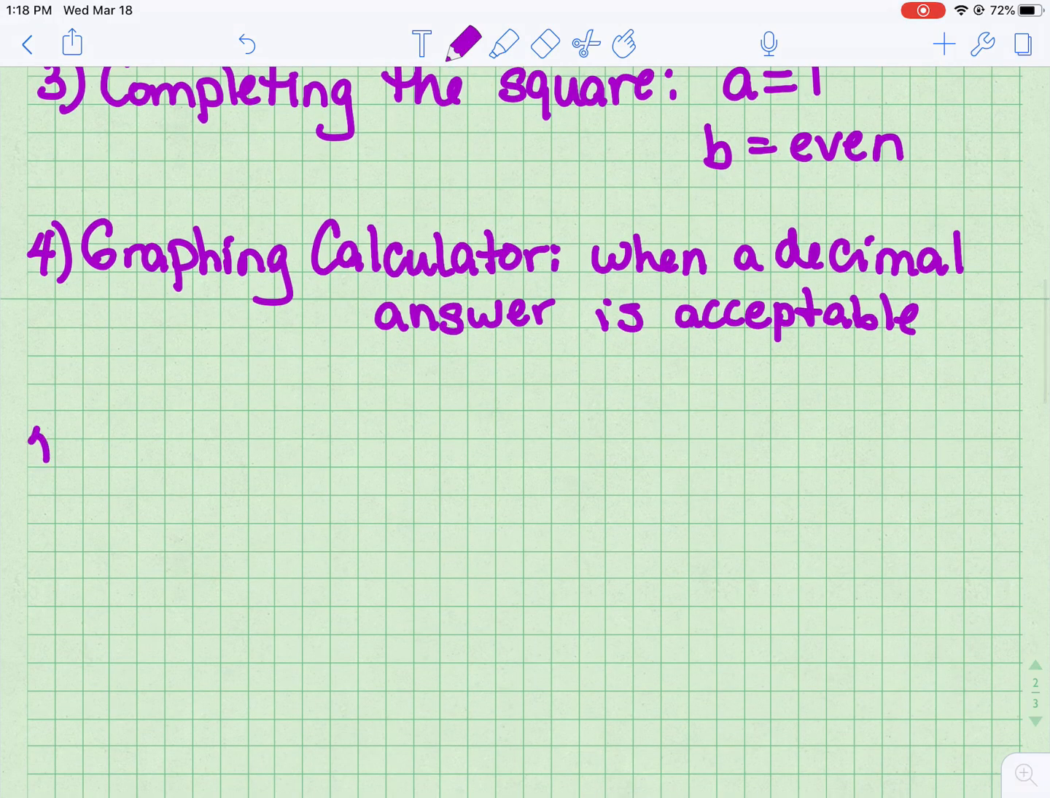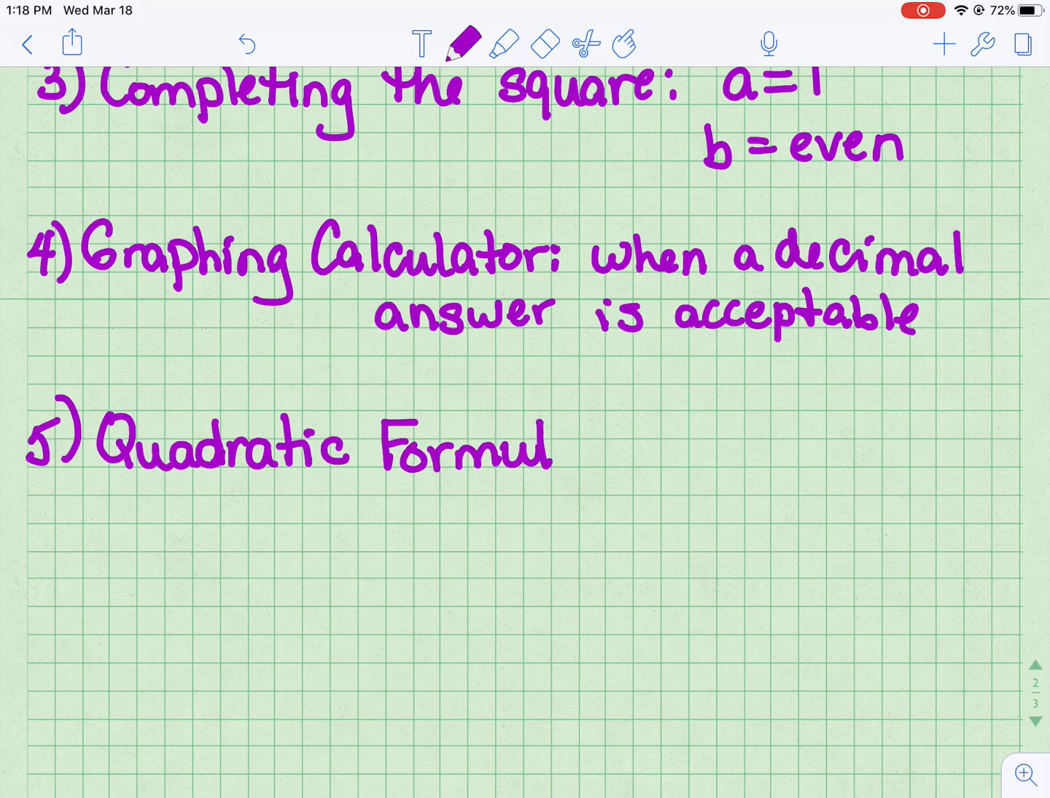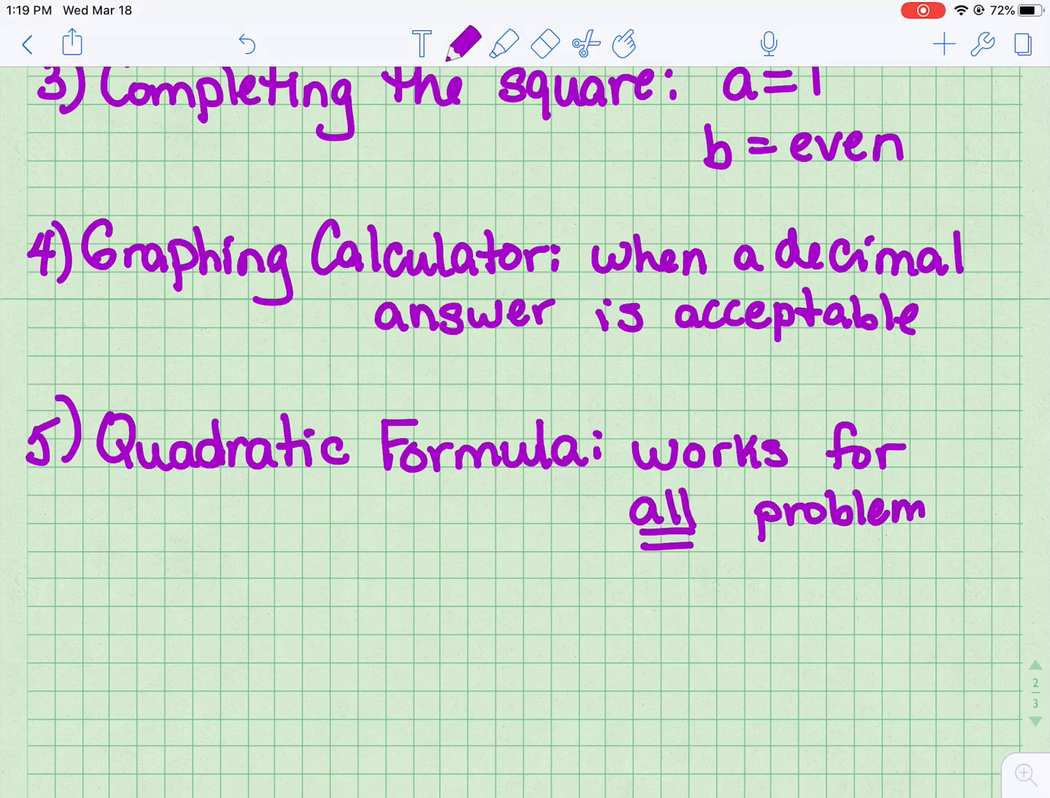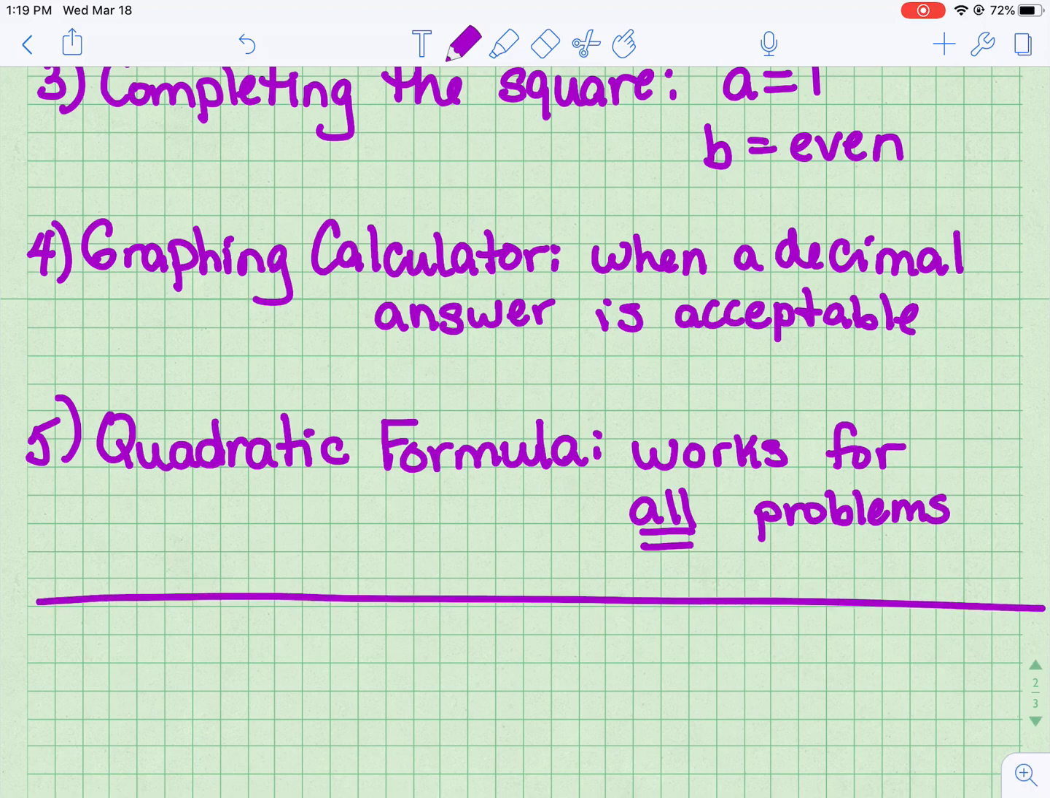Number 5 is the one that when all else fails, it's the quadratic formula. It's our ever faithful quadratic formula. It's very complicated. There's a lot of places to make a mistake, but it works every time. So it works for all problems. Okay, and so these are the methods we can use when we're doing these problems.